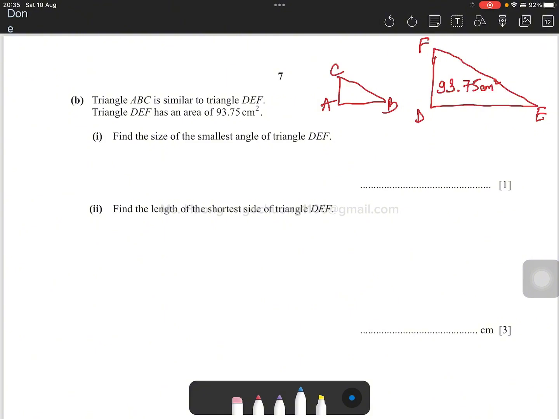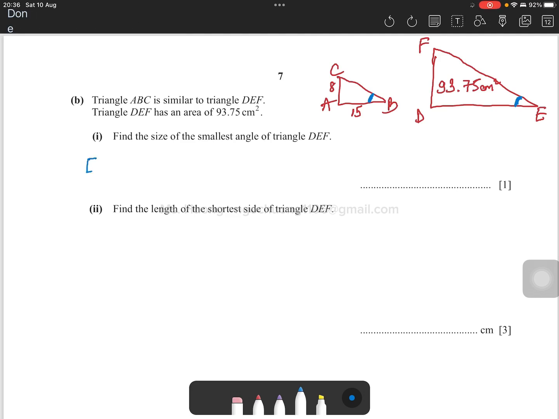In triangle ABC, you know that AB is 15 centimeters and AC is 8 centimeters, which means the angle B is smaller than the angle C, because B is opposite to 8 centimeters and C is opposite to 15 centimeters. So B is the smallest angle. Then in triangle DEF, the smallest angle should be E, because angle B is corresponding to angle E.